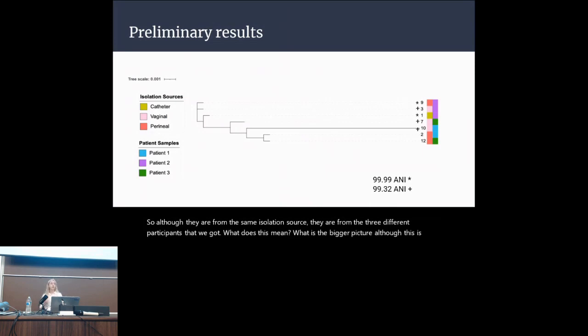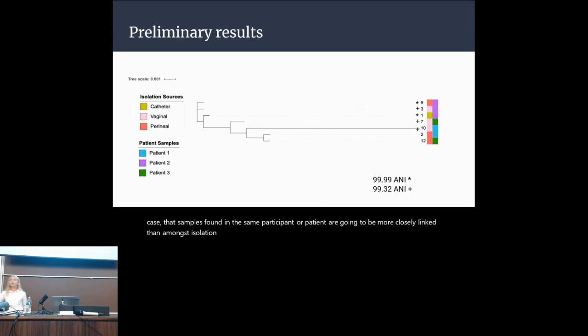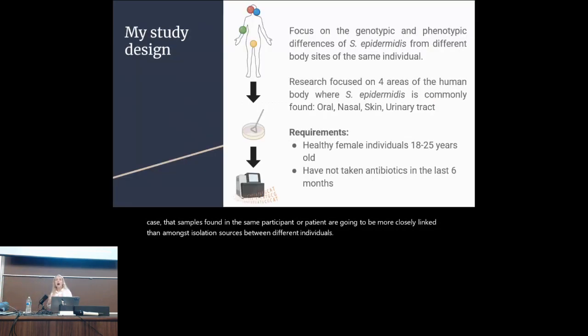Although this is on a smaller scale and we only have a sample size of 7, we would assume, or we did in this case, that samples found in the same participant or patient are going to be more closely linked than isolation sources between different individuals. This is where my study comes in.